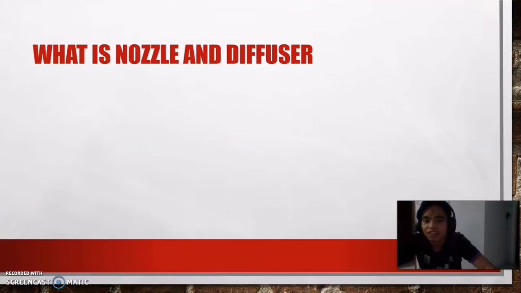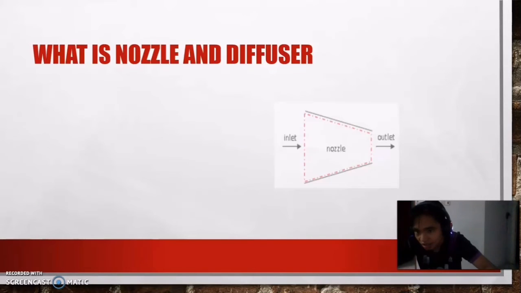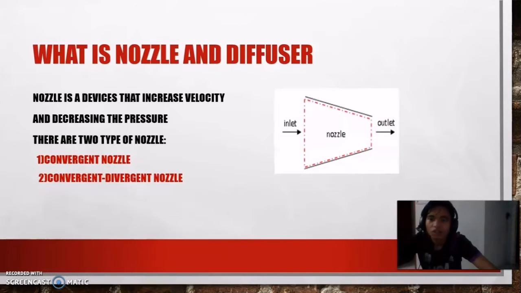What is nozzle and diffuser? Nozzle is a device that increases velocity and decreases the pressure. There are two types of nozzle. First, convergent nozzle. Second, convergent-divergent nozzle.